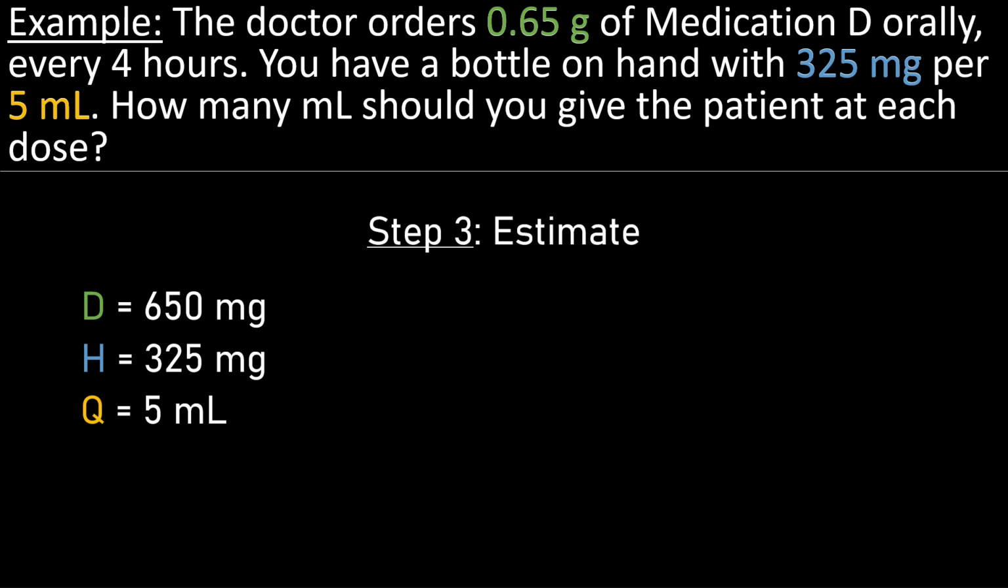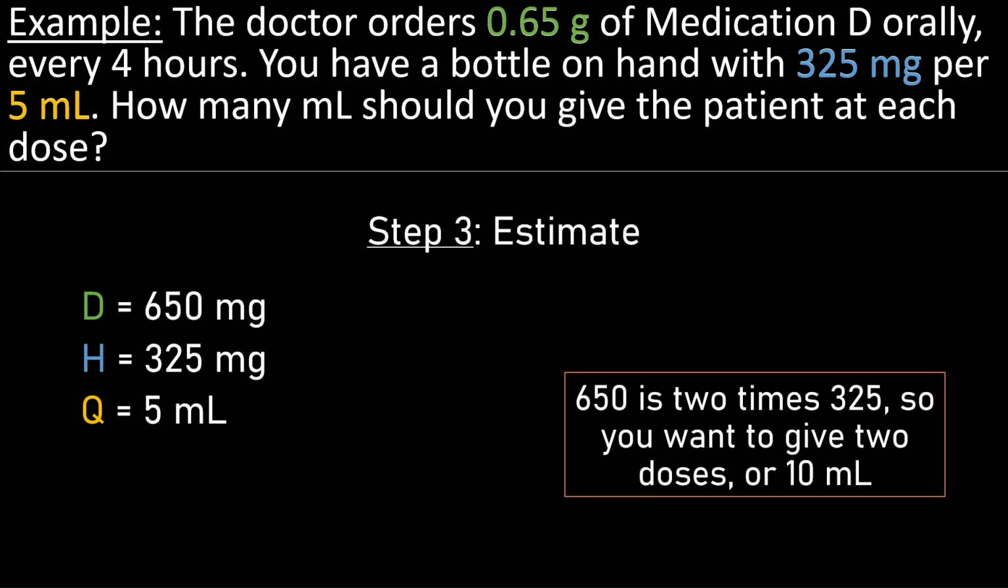Moving on to the next step. Let's estimate what our answer should be. If the doctor ordered 650 milligrams and the bottle on hand has a supply dosage of 325 milligrams, which is half of 650, then it makes sense that we should give twice the supply dosage. Since the supply dosage is present in 5 milliliters of liquid, that means we'll be giving 10 milliliters to the patient.